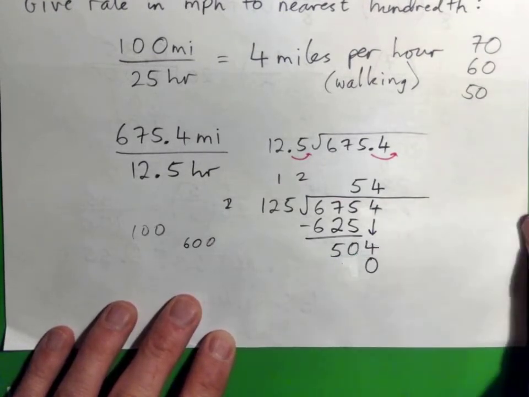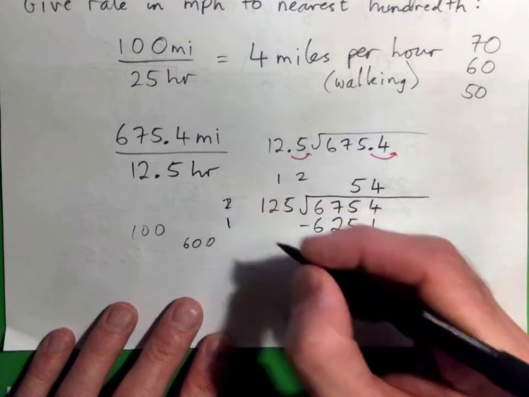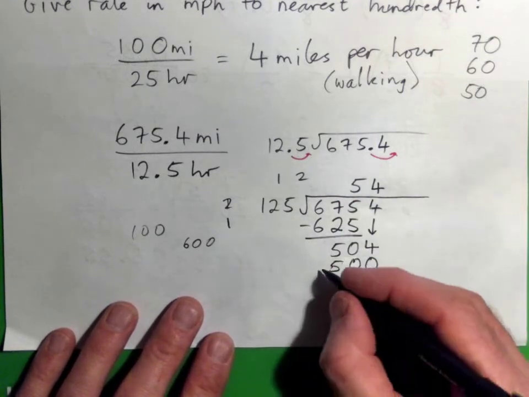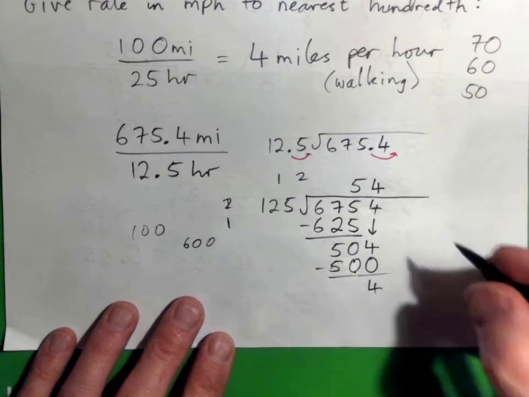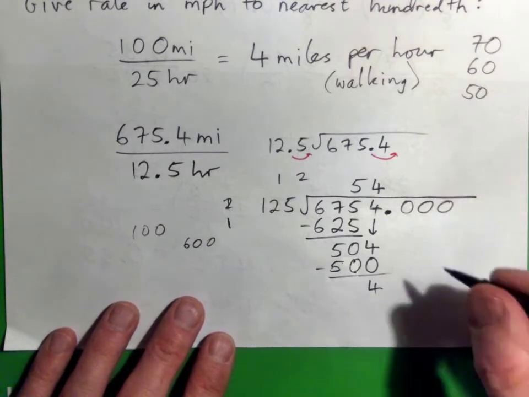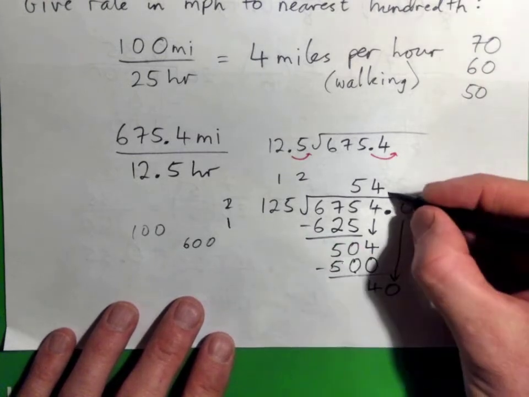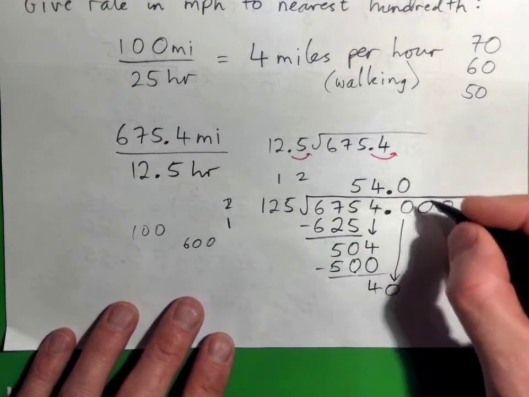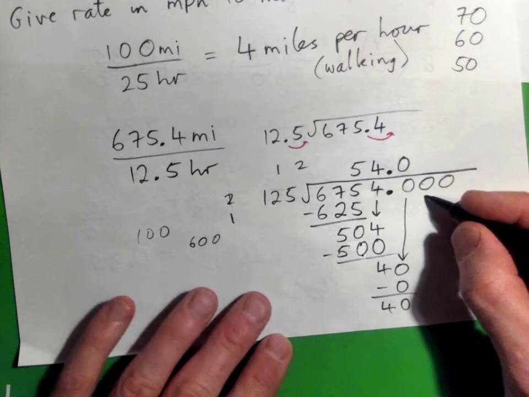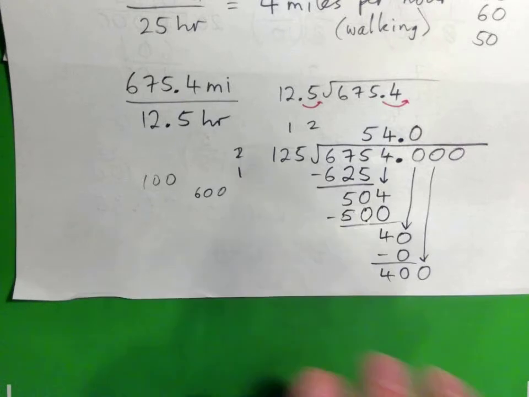4 times 2 is 8 and 2 is 10. Put down 0, carry 1. 4 times 1 is 4 and 1 is 5. So 4 times 125 is 500. Subtract, you get 4. And now you're going to have to put a decimal point, a bunch of zeros, and keep going. Bring this 0 down. That's 40. 125 into 40 goes 0 times. Subtract and we get 40. And we bring down this 0. So it's 400.